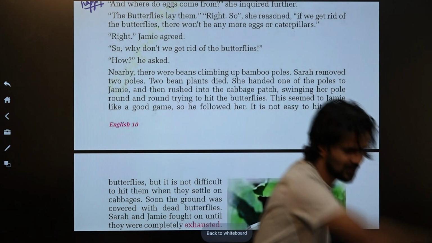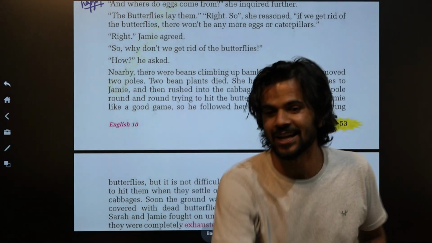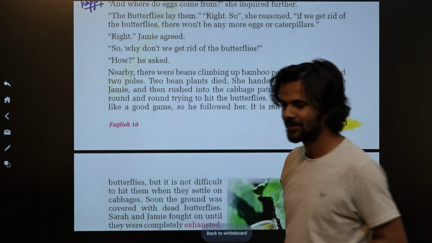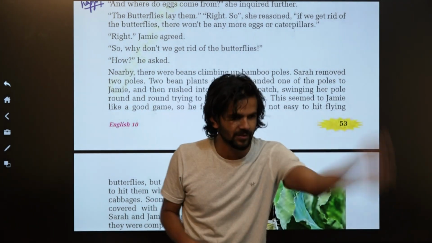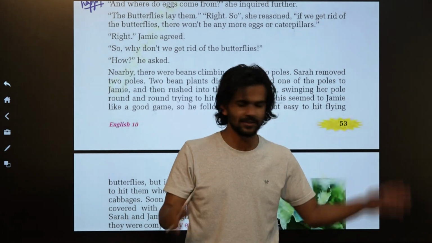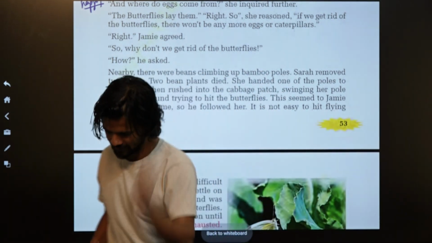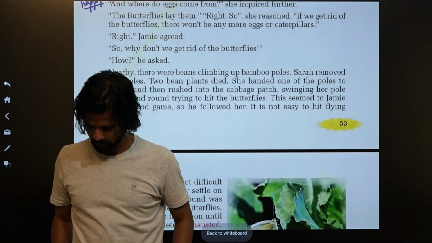Wherever the butterflies were, she was trying to hit and kill them. So she was striking all the butterflies that were flying. She was swinging her pole, right? Trying to hit the butterfly.